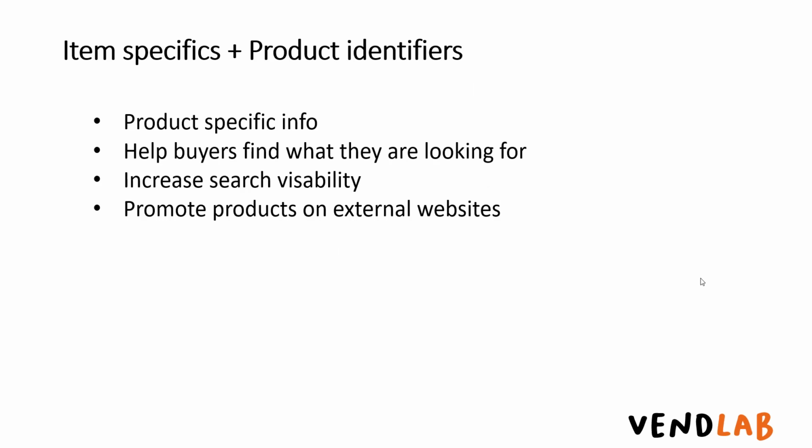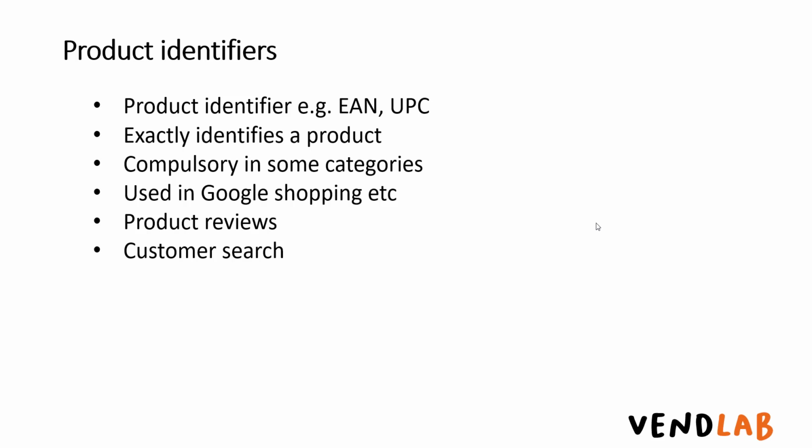Item specifics and product identifiers are product-specific information that you provide on eBay listings, which helps buyers find what they are looking for. This information increases the search visibility of your product and helps promote these products on external websites, for example, Google Shopping Search. A product identifier is a code, such as a barcode or a UPC, which exactly identifies a product.